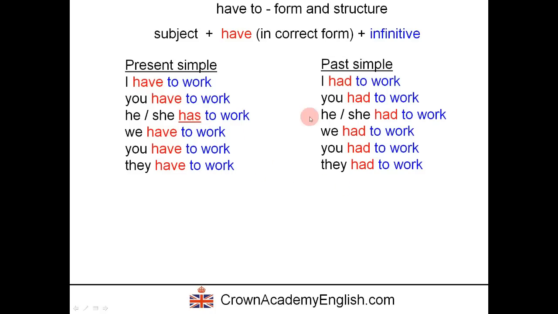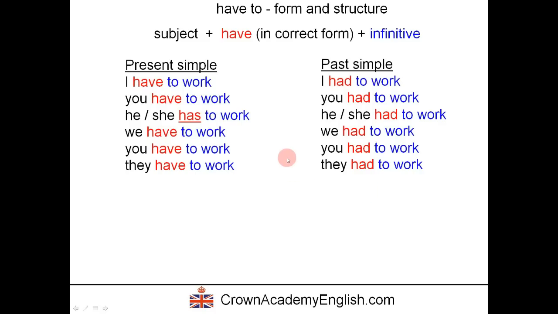Past simple. Again, we put have in the correct form, and the past simple form of have is had for all of the subjects. So we say I had to work, you had to work, etc. It's exactly the same for all of the subjects.